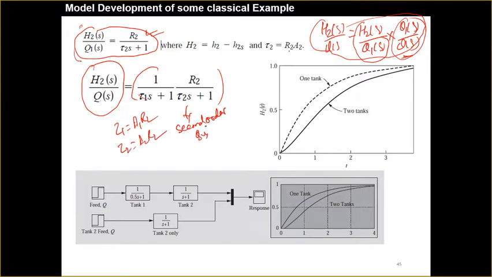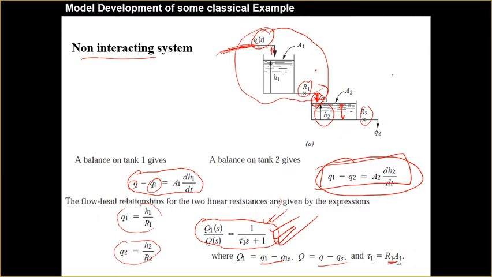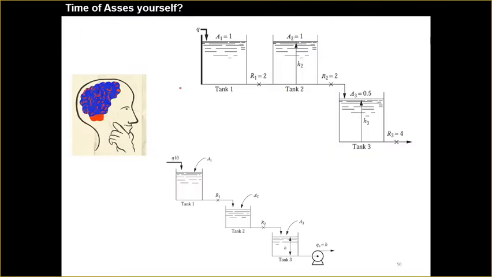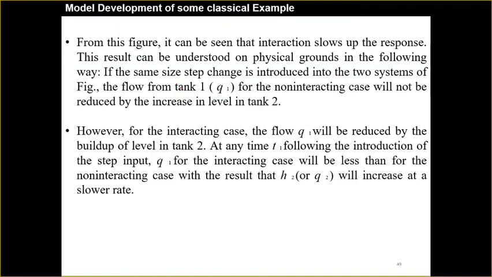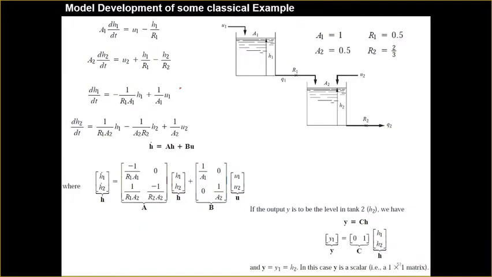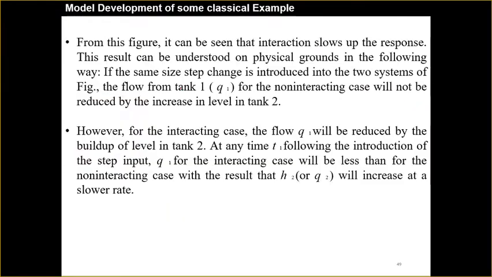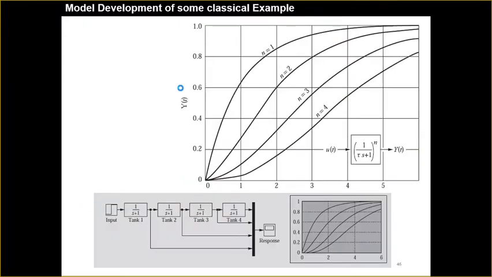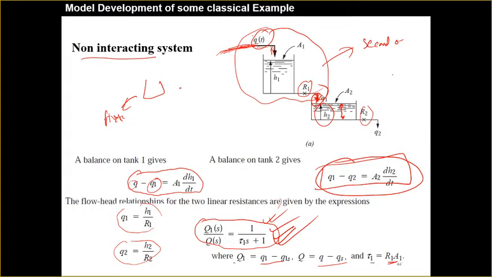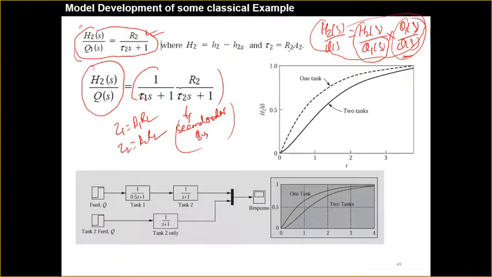Okay, so you can see this is a second order system. If there is a double tank, in any case it will give second order. With a single tank, what did it give? First order. It means if we have n number of connections, then that will give the nth order system.